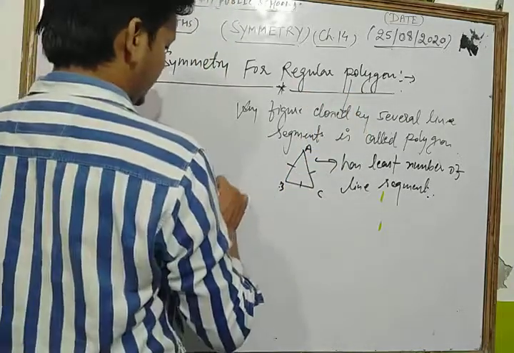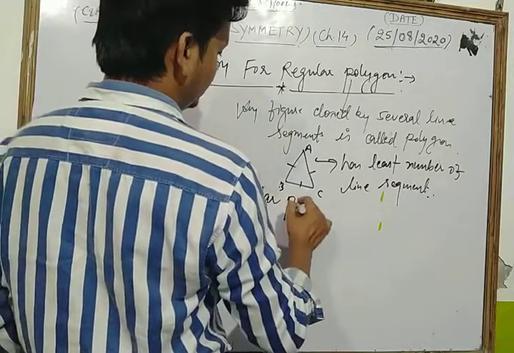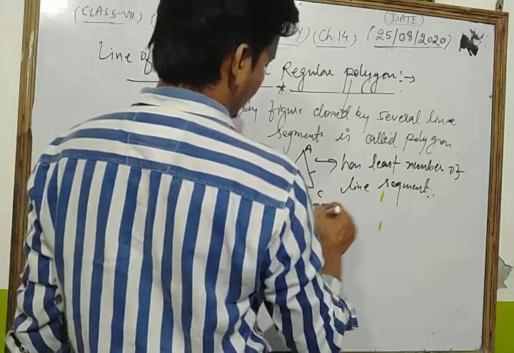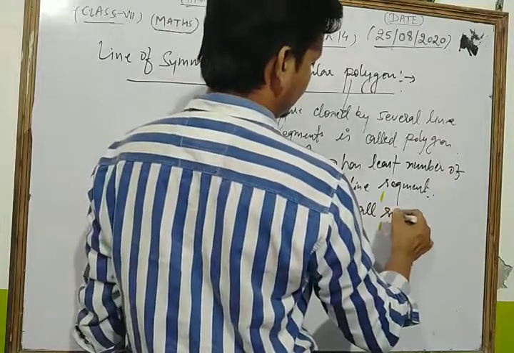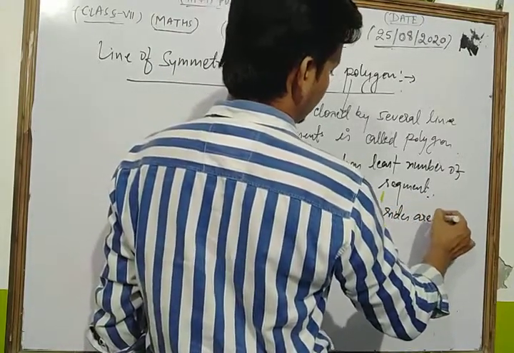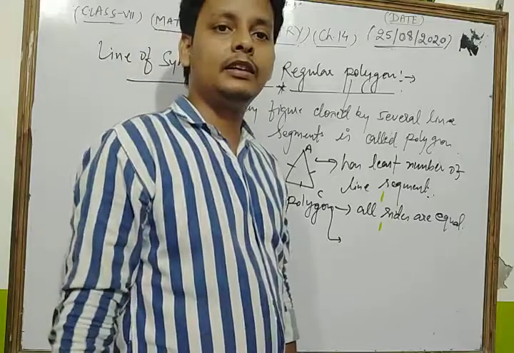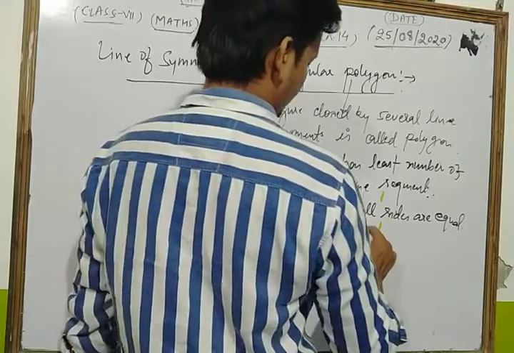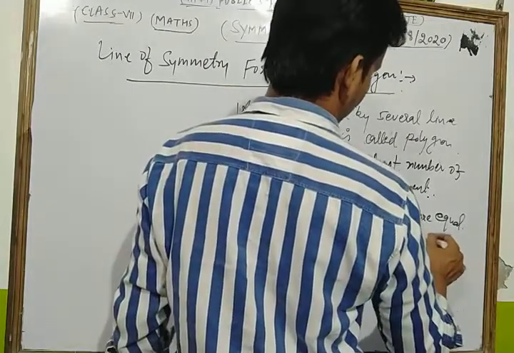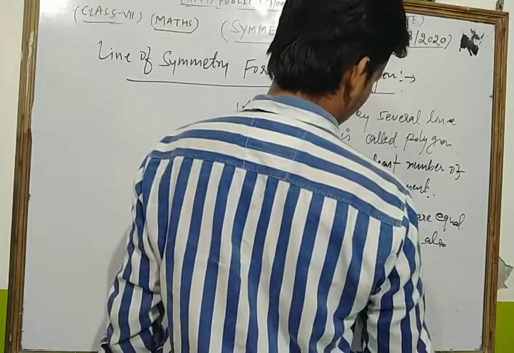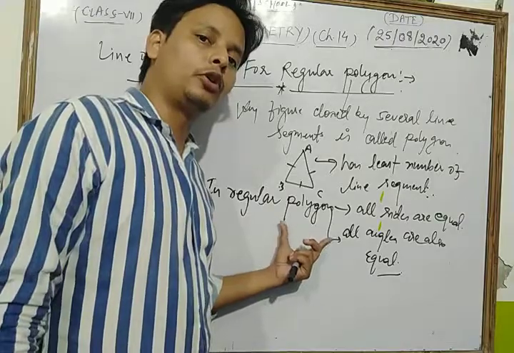So first clear the concept of regular polygon. In a regular polygon, two important things: all sides are equal, and all angles are also equal. Dear students, this is the concept of regular polygon.